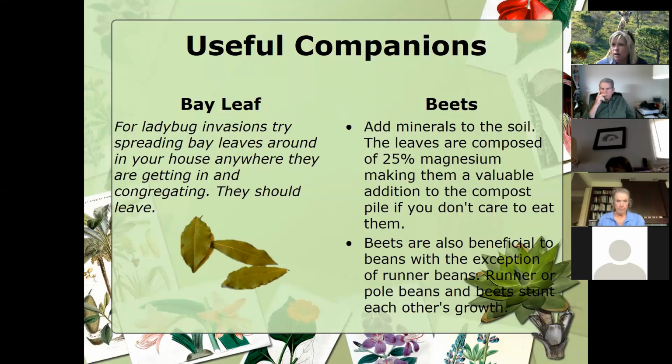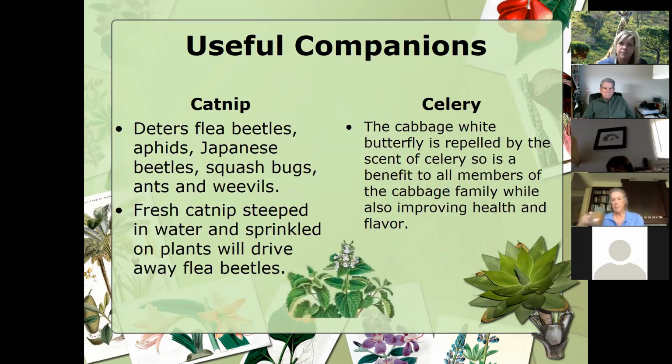If you grow beets, even if you don't like beets, I'm not a beet lover at all, but I'll always grow a few because they're going to add minerals to the soil. Just like our bodies, they say, high amounts of magnesium and iron, same way for our garden. So the leaves are composed of magnesium, and it makes them a valuable addition to your compost. They're also beneficial to beans, except for runner beans. So keep that in mind, because it can stunt your runner beans for whatever reason. If you have blue lake beans, just the standard bush bean, you can plant beets right alongside of them. But if they're the heritage whole runner beans, then keep them separated.